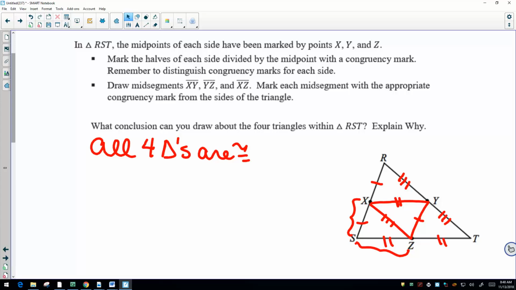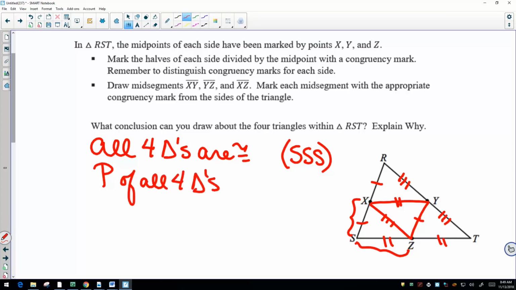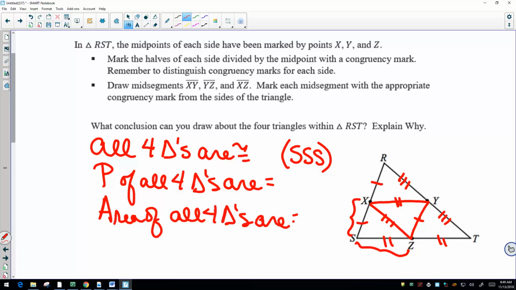And later on, we're going to see how we can prove it. But just to make note, I can say, well, all the sides are equal. So if all sides are equal, I can prove those triangles are all congruent. Which means then the perimeters of all 4 of those triangles are equal. I can say the area of all 4 triangles are also equal.